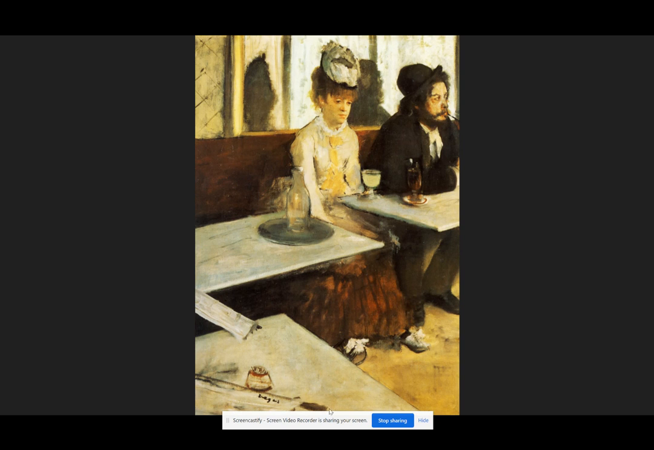But then the artist also uses these cross lines. So he's got a table going in this diagonal direction and tables going in this direction. These tables already inform our eyes that whatever is behind them needs to be looked at. So we're automatically drawn right to our female in the picture.